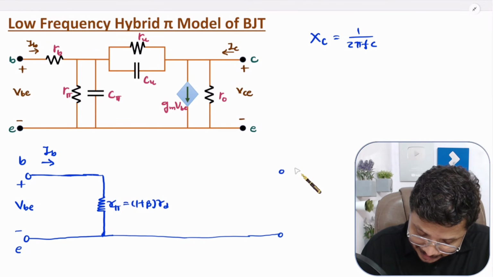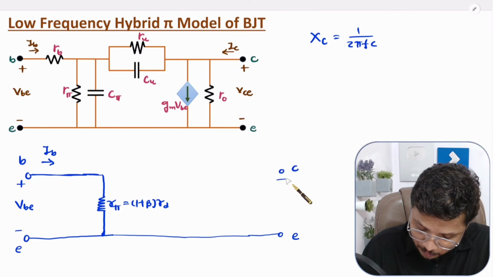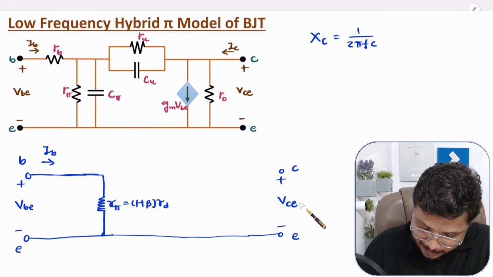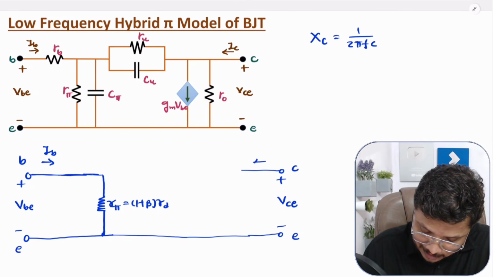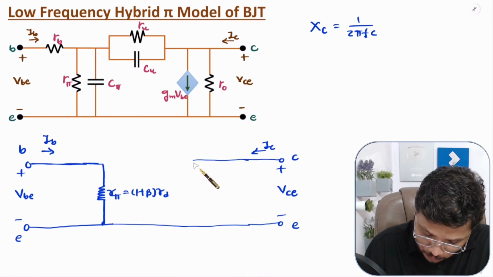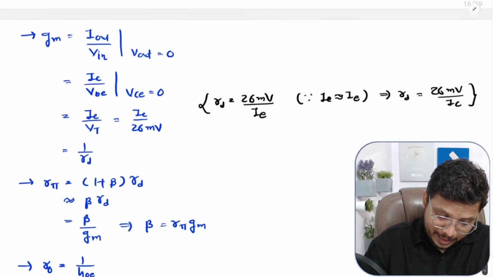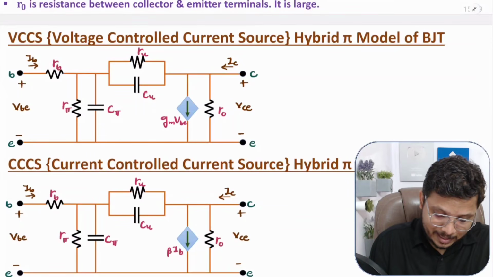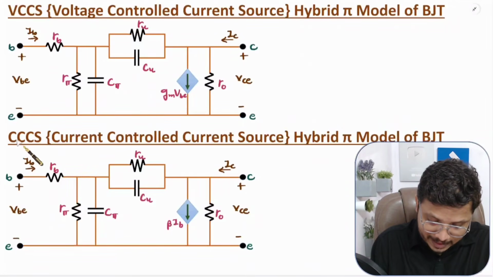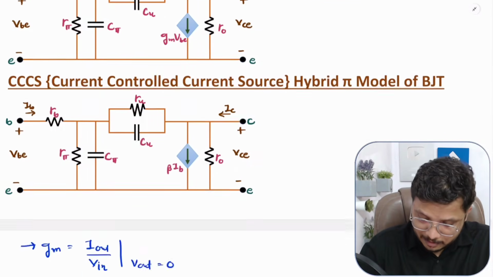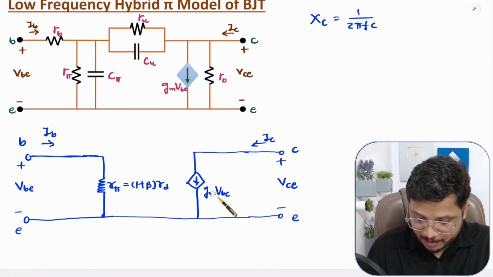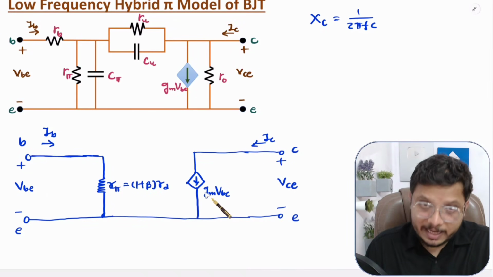You see here we have the collector terminal, here we have the emitter terminal, and the voltage is plus minus VCE. Here the current is IC, and here we have a current source in this direction, which is GMVBE. This is as per VCCS, where the current source is GMVBE. If you have CCCS, then the current source will be beta IB. So as per VCCS, I'm having this; for CCCS, it will be beta IB over here.